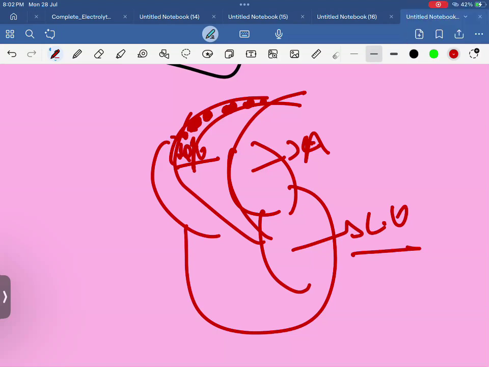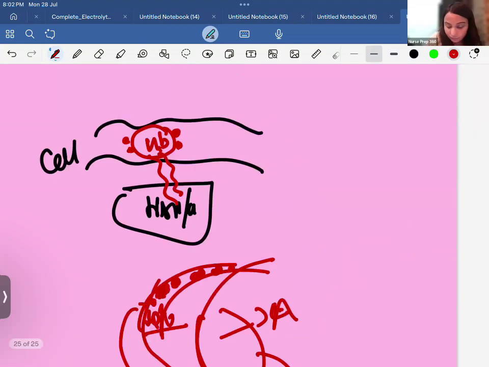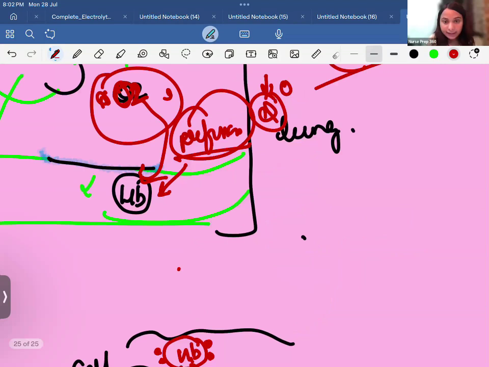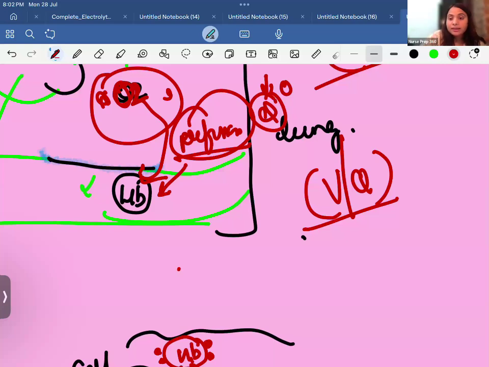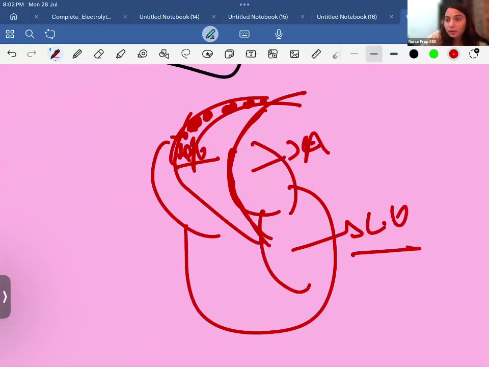I was saying that there is a decrease in the VQ, ventilation perfusion. When the blood is received back to your heart, what will happen there? The blood will have less oxygen.